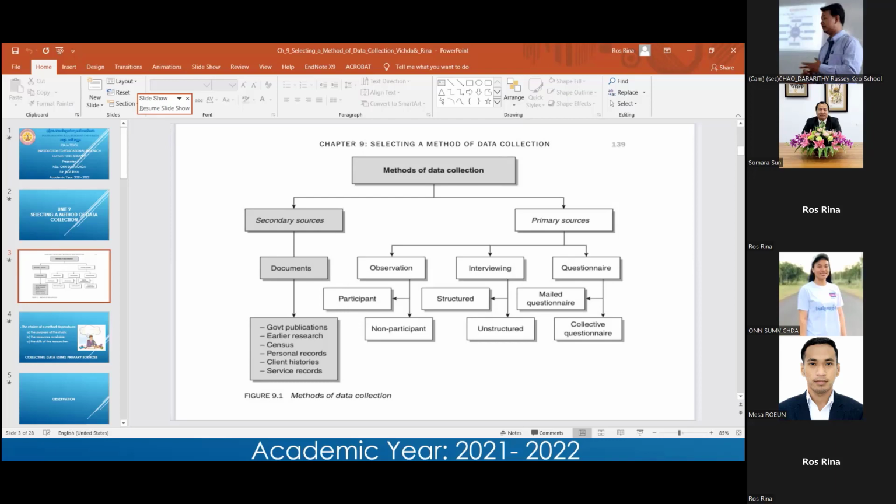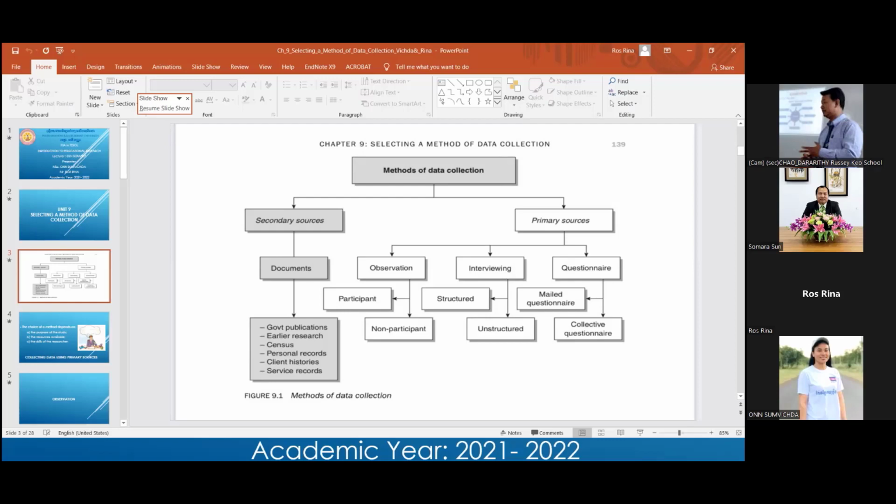With a primary source, you need to spend much money, and it is more expensive than a secondary source. A secondary source is less expensive, and you can search for it from other sources like the internet, textbooks, and other documents, such as government publications, earlier research, census, personal records, client histories, and service records. So the secondary source is easier than the primary source. With a primary source, you need to do everything by yourself.